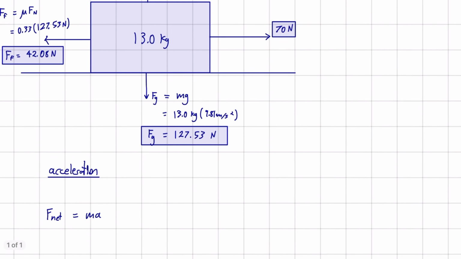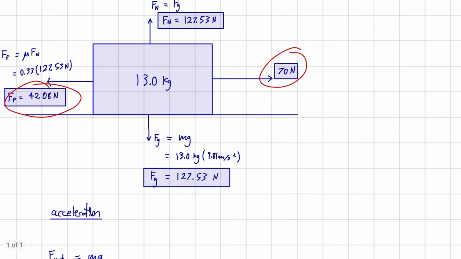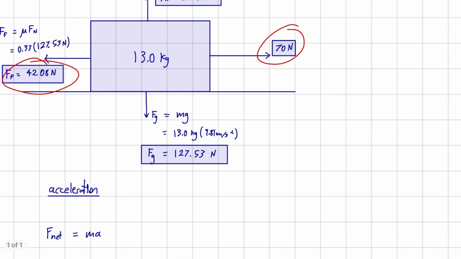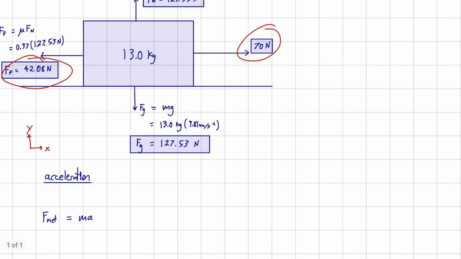And to do this, we're going to be looking in just the x direction. So we're looking at these two forces here for our F net. So our F net, with positive x being this way and positive y like this, we're looking again in just the x direction where this direction is positive. So when we're writing our F net, we have a positive 70 and a negative 42.08. So let's write these out.